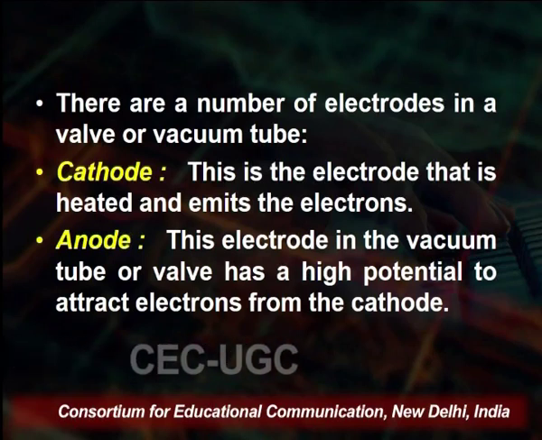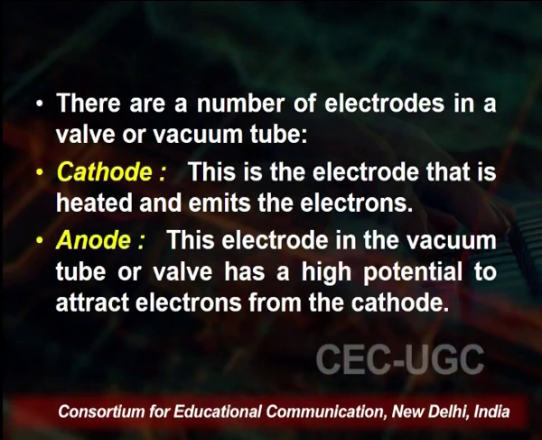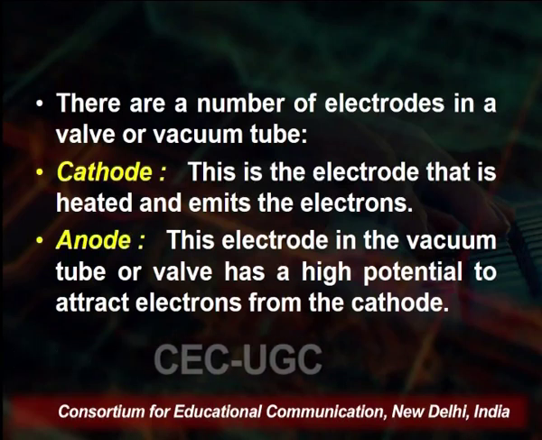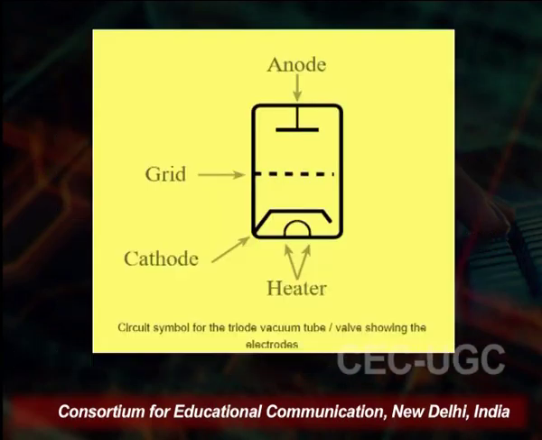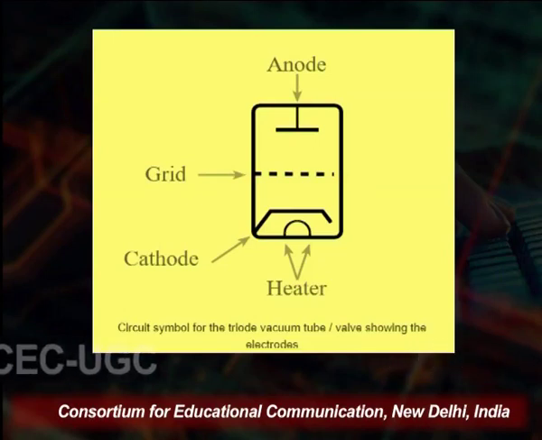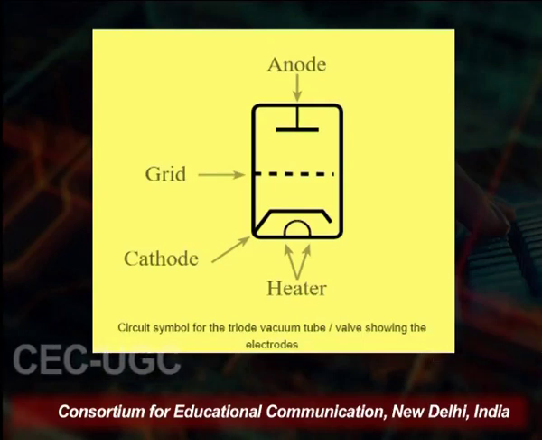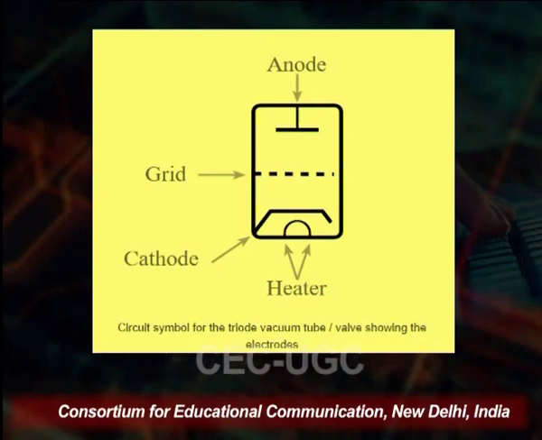Now, the anode. This electrode in a vacuum tube or valve has a high potential to attract the electrons from the cathode. You can see here that the heater is used just to eject the electrons from the cathode, and from the cathode they move towards the anode. So, the cathode ejects the electrons and the anode has the power to attract them. So, it is one type of valve.